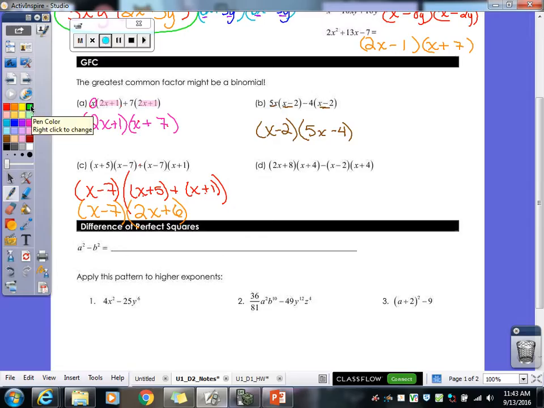Then D is going to happen the same exact way. What's our GCF? Very good, x plus 4. So then from the first grouping, we're left with a 2x plus 8. Oh, this one wouldn't be plus this time. This one would be minus. Second grouping, we're left with the x minus 2.